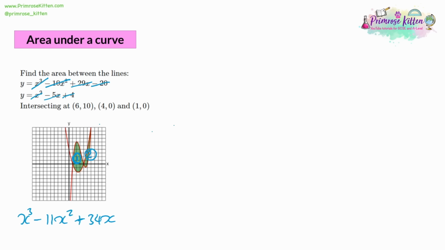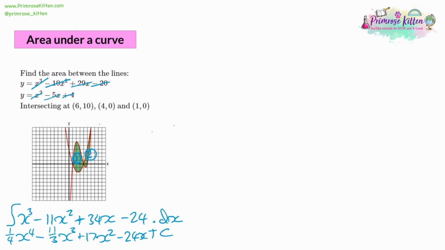Plus 4 on the other side, we have to take 4 away from both sides, giving us negative 24. So this is what we're going to be integrating. If we integrate it, increase all the powers by 1: x to the power of 3 becomes x to the power of 4, and divide by the new power. x to the power of 2 becomes x to the power of 3, divide by the new power. x becomes x squared. Now dividing 34 by 2 gives us 17. And then the 24 is going to become 24x. And as usual, we're going to have the plus c.